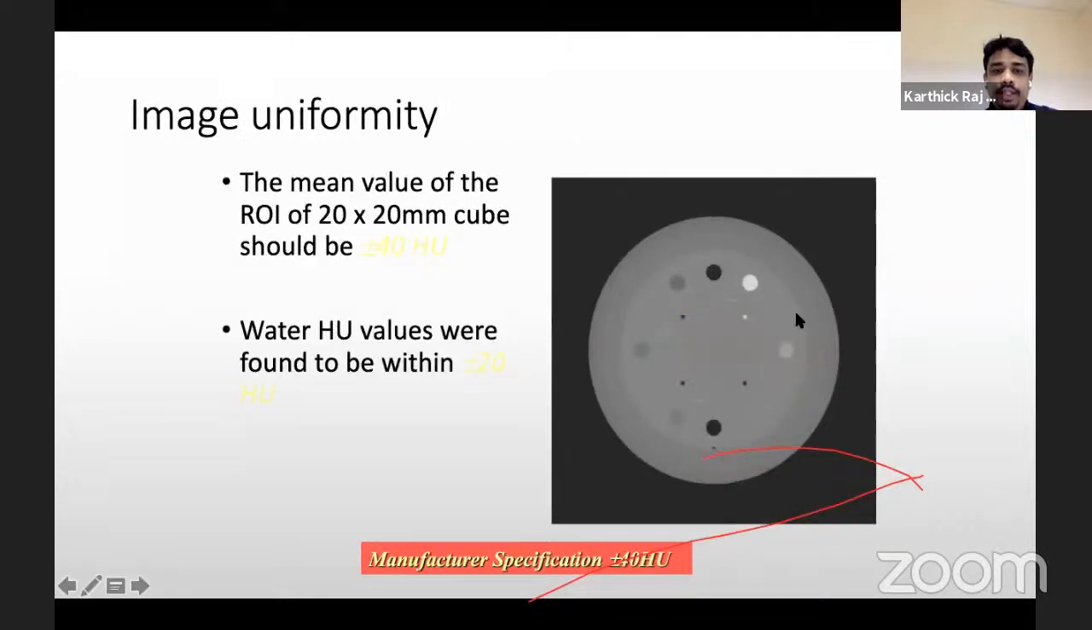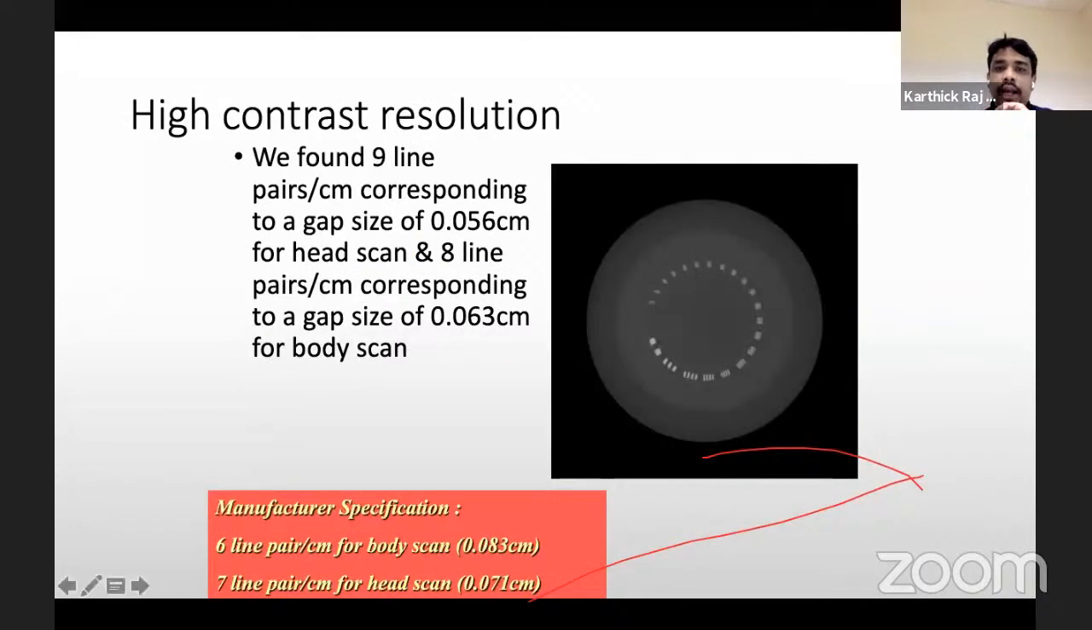Image uniformity is another check. You check the image uniformity on an image and make sure the HUs are within plus or minus 20 HU, so that the image is uniform without any artifacts. And this is a high contrast resolution check, which you can do for your CBCT data or CT data.